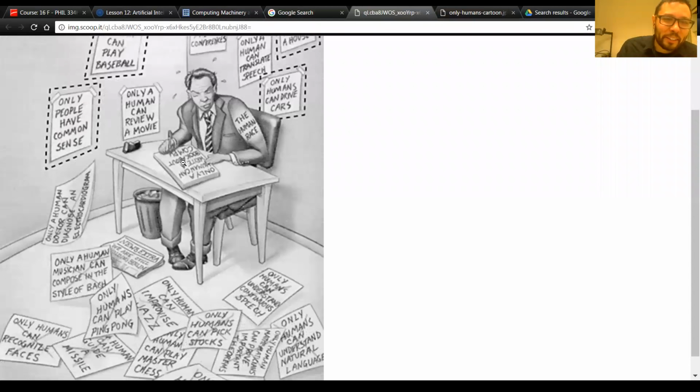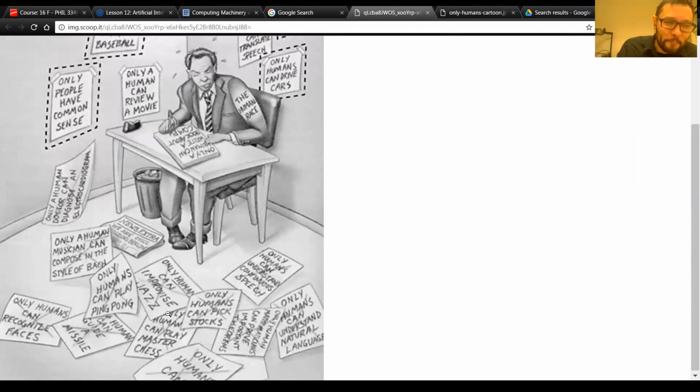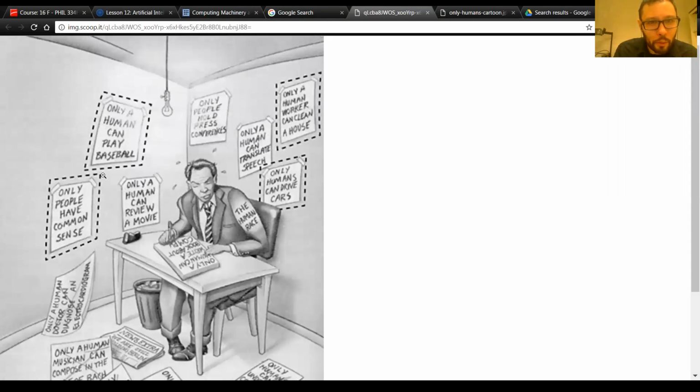It's sort of frantically writing these things that only human beings can do. They put them up on the wall. And then here's all the sort of failed ones. Only humans can improvise jazz. Only humans can guide a missile. Only humans can understand natural language. Of course, machines have done all of these things. And in fact, machines have done some of the things up on the wall here also.